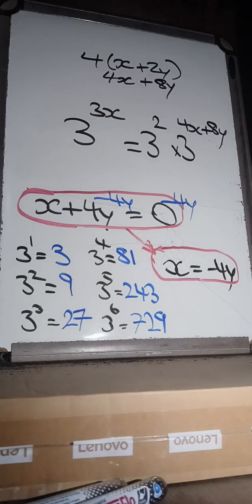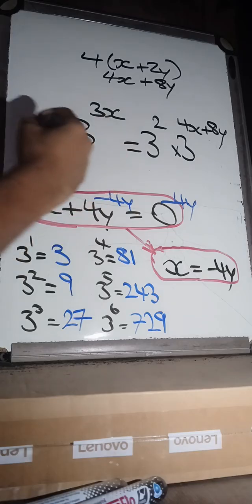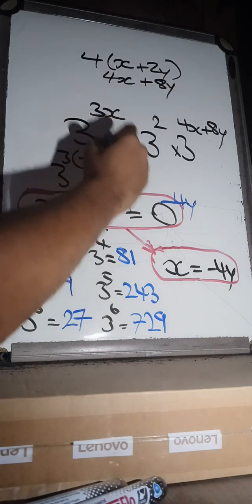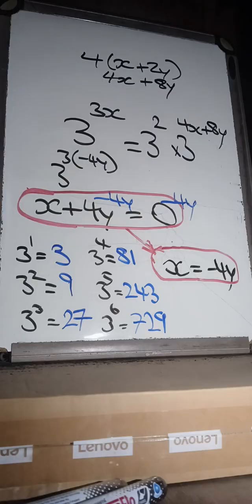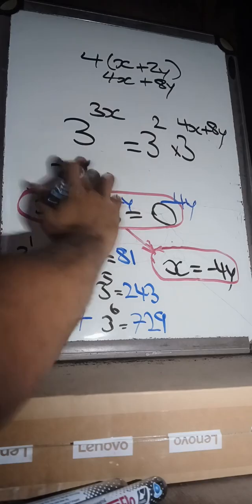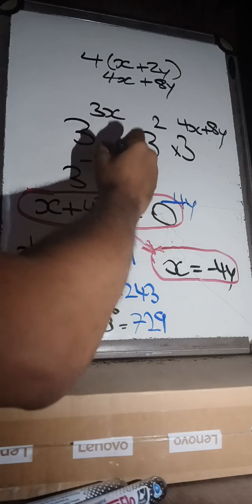So the only thing we can do is substitute now. So if I take minus 4y, put here, that is 3 to the 3 times minus 4y. Okay, so if you multiply that, this is going to be 3 to the minus 12y. So this is 3 to the minus 12y.